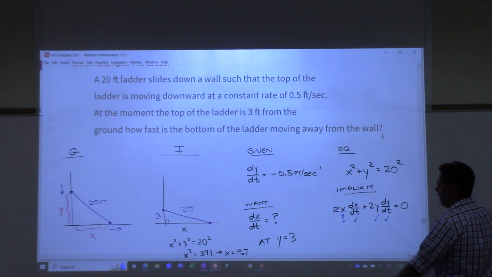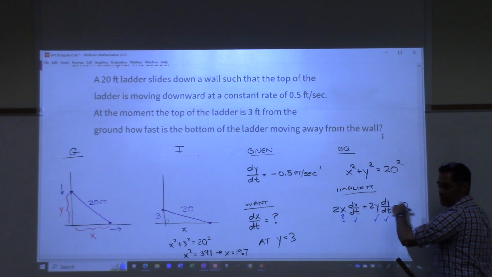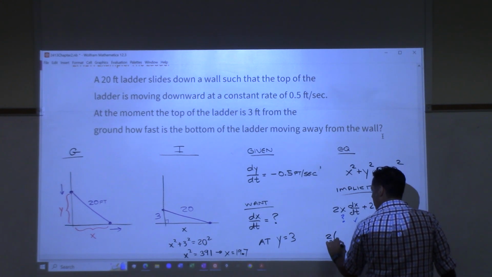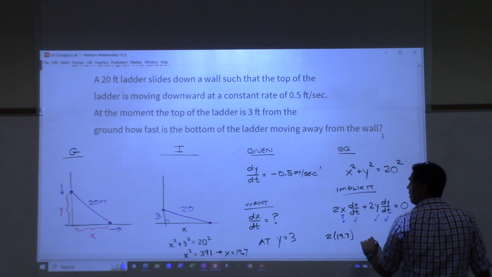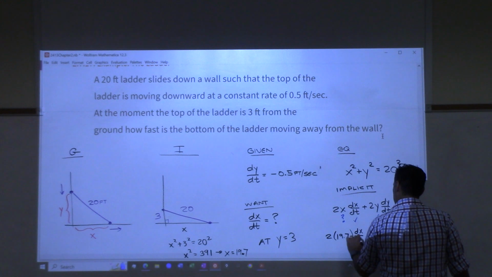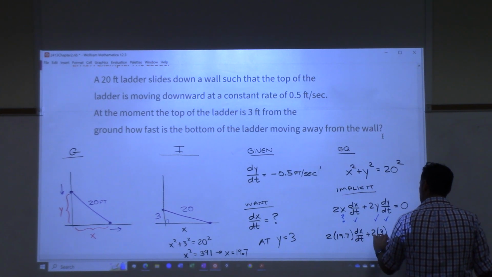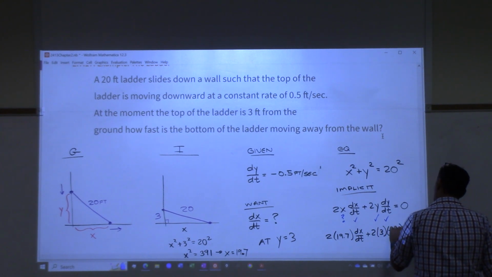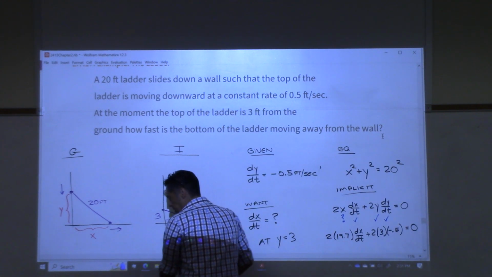All right, now we plug in. You could kill off a 2 from each of these, just divide both sides by 2. I'm not even going to worry about that. I'm just going to plug in. So 2 times x, 19.7, times dx/dt, which is what I'm trying to solve for, plus 2 times y was 3, times dy/dt, which was negative 0.5. That must equal 0. And then you solve for dx/dt.